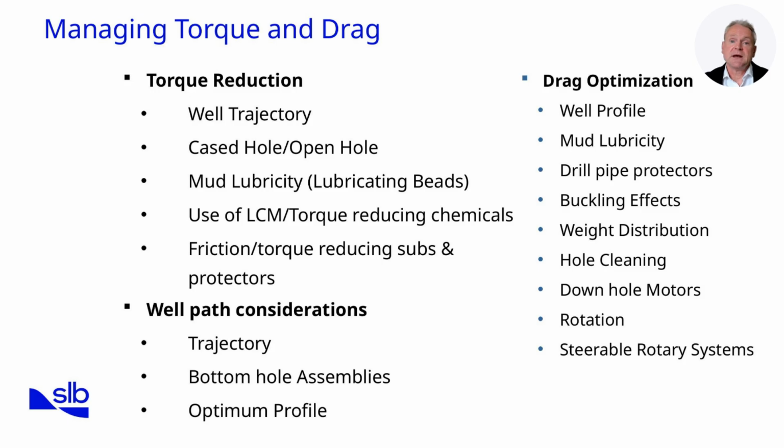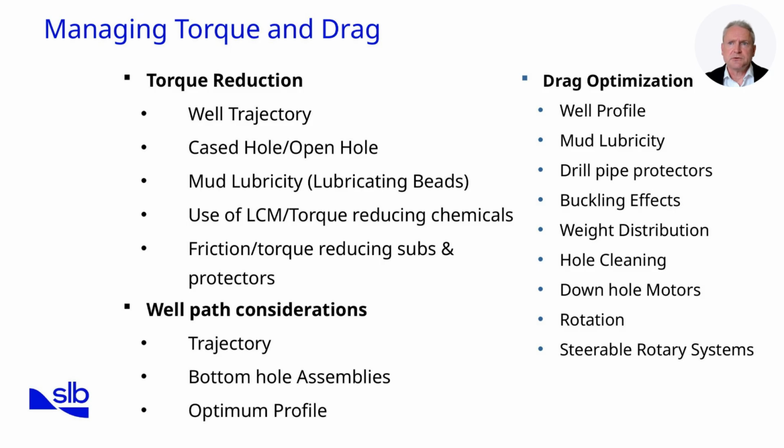Now let's look at practical methods for managing torque and drag, divided into 3 categories: torque reduction, well path considerations, and drag optimization. Starting with torque reduction. One of the strongest influences on torque is the well trajectory itself. Designing smoother profiles with minimal doglegs reduces contact forces and friction.